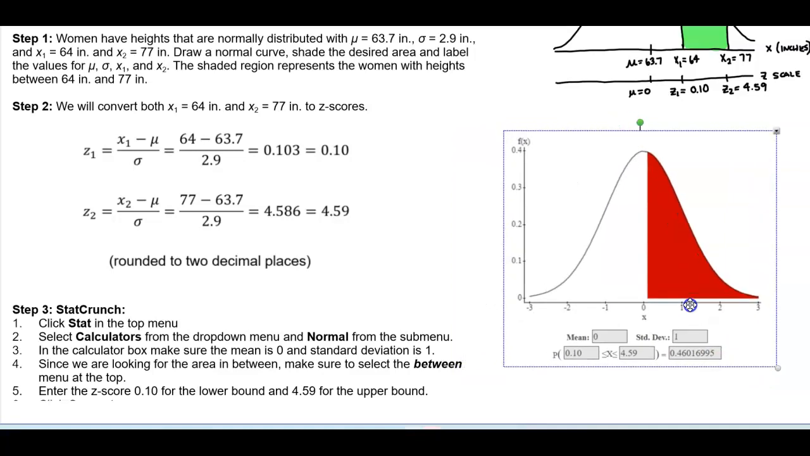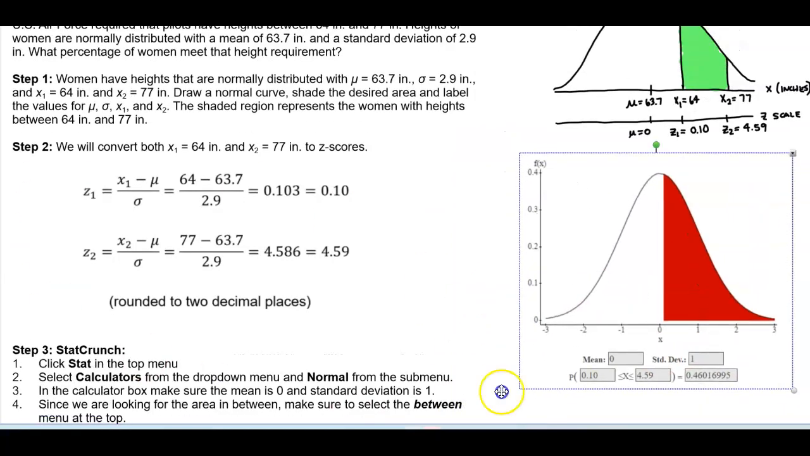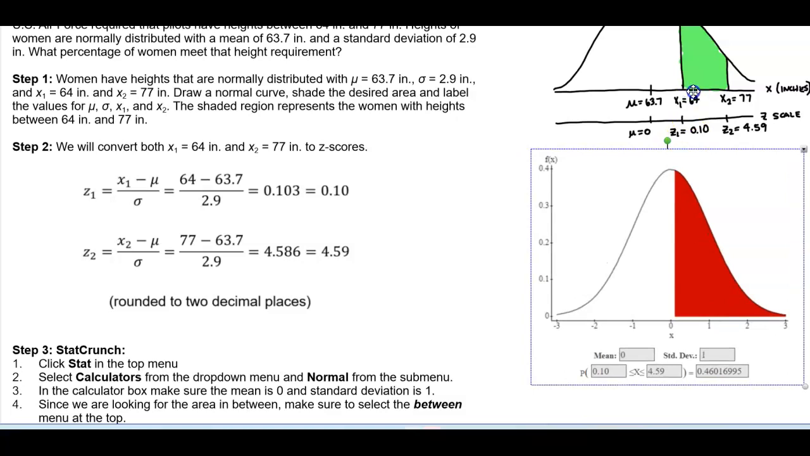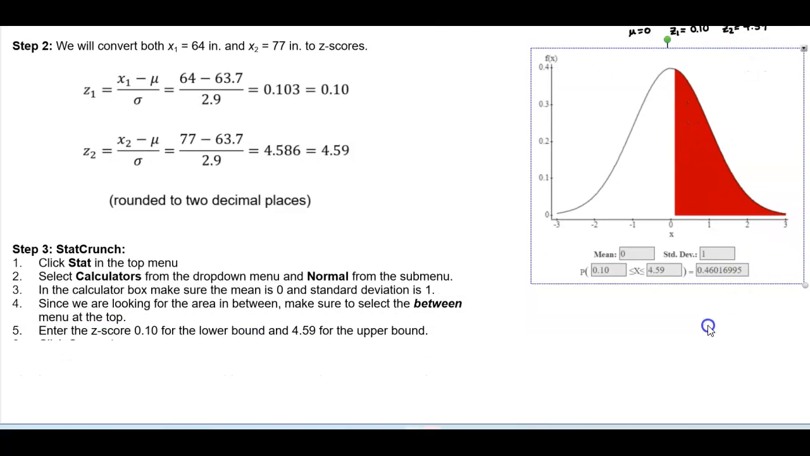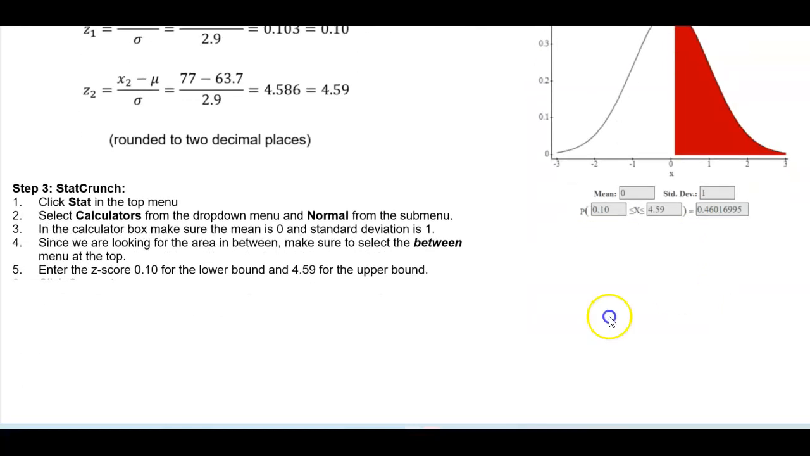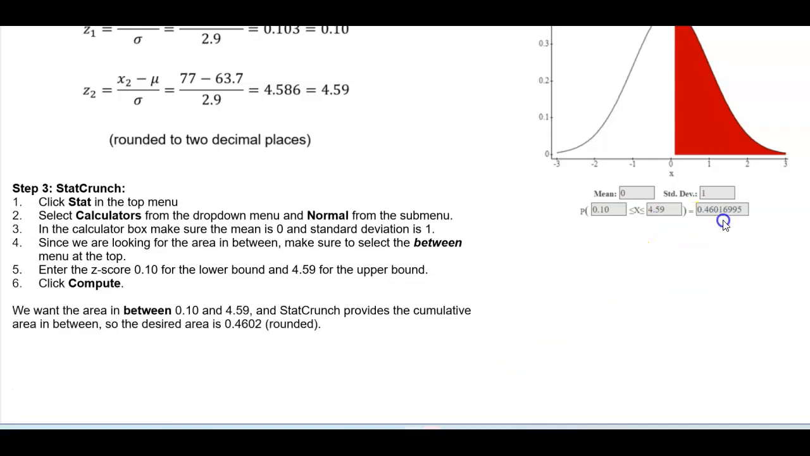Now, as you can see here, this looks like it's going all the way to the right because it goes past 3. So technically, it's still an area in between. It's just that we're not going to 3. We're locating this as 4.59, but still, this is the area that's in between. And that probability is the following, 0.4601. Now, we're going to round that to 4 decimal places. So if we round it to 4 decimal places, that 1 now becomes a 2.